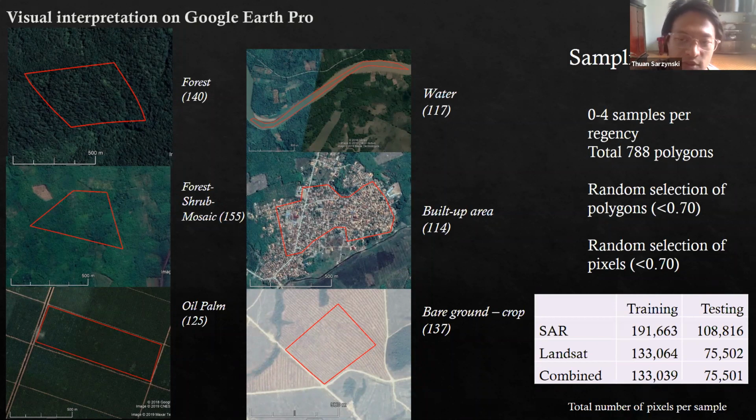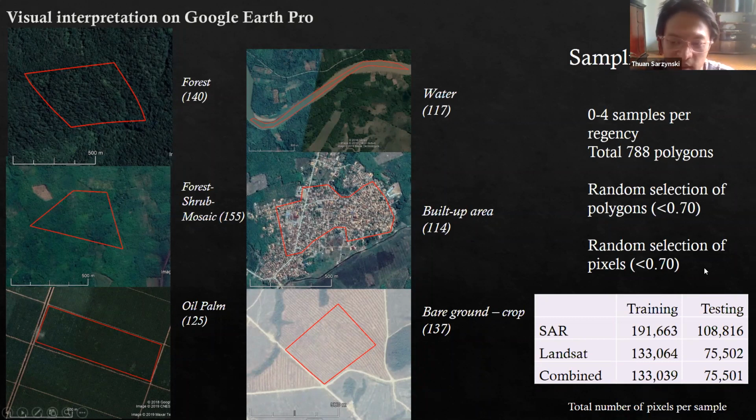And for example, for the forest, there were 140 polygons, for water, 117. So it was unbalanced. And we also tried to have more polygons, more samples for land covers which were more difficult to classify, more diverse. And also for oil palm, we tried to have many samples because we were interested in oil palm. And then from this, we randomly selected a pixel in each of those polygons.